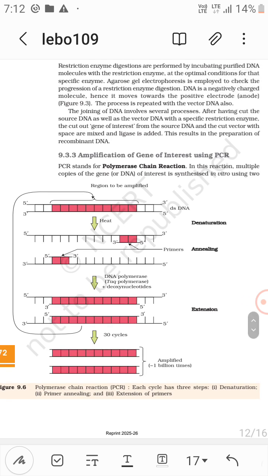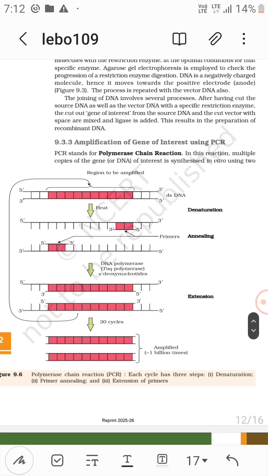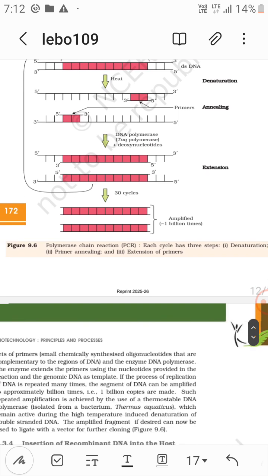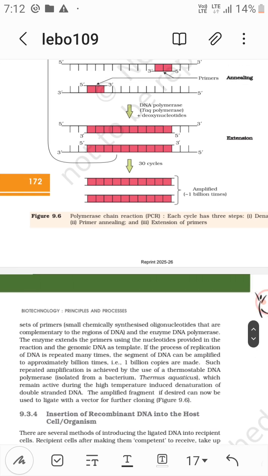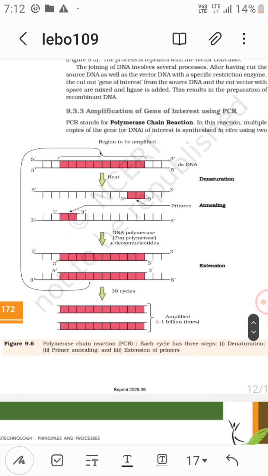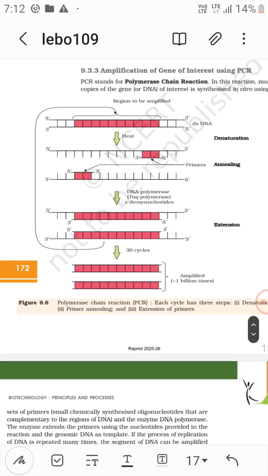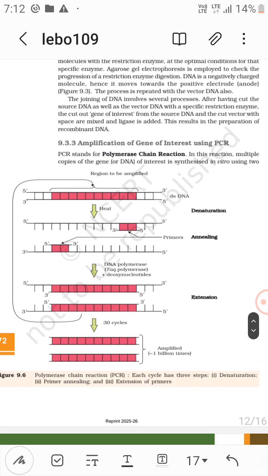So the amplification of gene of interest using PCR. PCR stands for polymerase chain reaction. In this reaction, multiple copies of a gene or DNA of interest are synthesized in vitro using two sets of primers, that is, small chemically synthesized oligonucleotides that are complementary to the regions of DNA, and the enzyme DNA polymerase, the thermostable one from Thermus aquaticus, which works at high temperature. The first step is denaturation, then primer annealing, which extends the nucleotides and makes the copies.